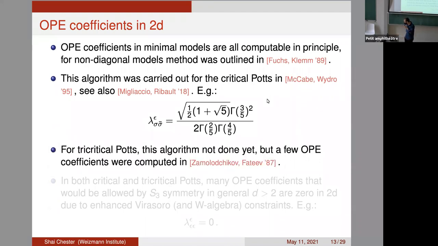Tricritical Potts, I don't think this algorithm has actually been carried out, as far as I know, although there's a lot of Potts experts in the audience, so correct me if I'm wrong. A few OPE coefficients in the tricritical Potts were computed in the original paper by Zamolodchikov. And there's also a paper by two physicists from Algeria, but I think their answers are wrong. Aside from those two papers, I don't know if anyone's computed the tricritical OPE coefficients. So I think this would be a great project for a student.